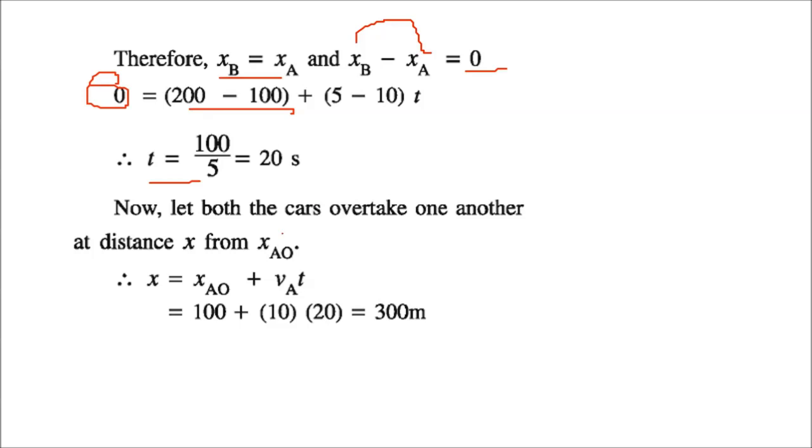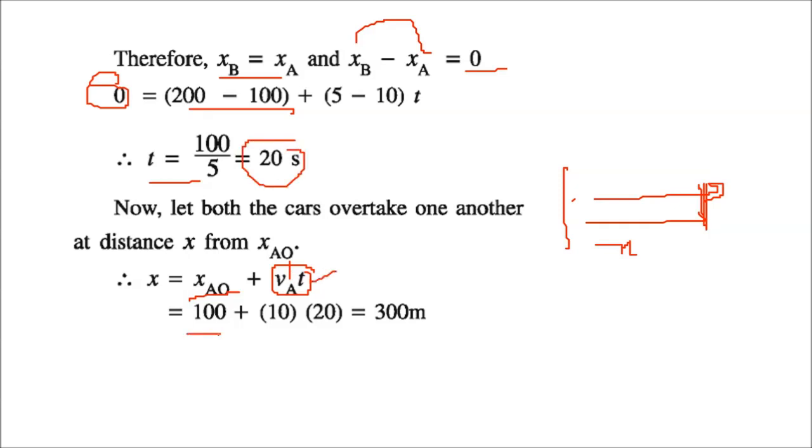Now let both cars overtake at some x from XAO. So x equal to XAO plus VA t. It starts with 100, meaning the initial position of x is 100, and in this time t, how much will A move? Speed equal to distance by time, so distance will be speed into time. So the speed of A is VA, t we just found out to be 20. Let us add 100 with 10 into 20, that is 300 meters.